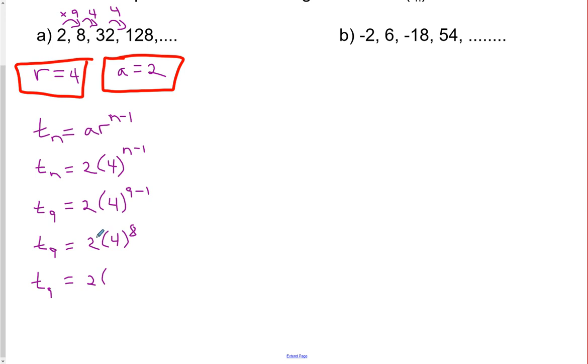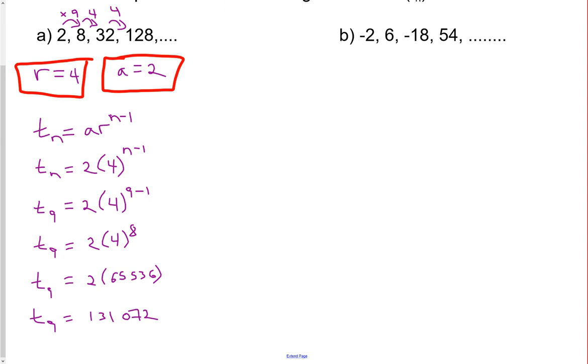So remember, we're not doing 2 times 4 to the power 8. We got to do 4 to the power 8 first, right? Exponents need to come first. So don't multiply that 2 in, because then you'll also accidentally put it to the power 8, and it's not. Only the 4 is. So do that 4 to the power 8 first. So that's going to be 65,536. And then we're going to need to finish multiplying by 2. So we're going to end up with 131,072 is our 9th term.